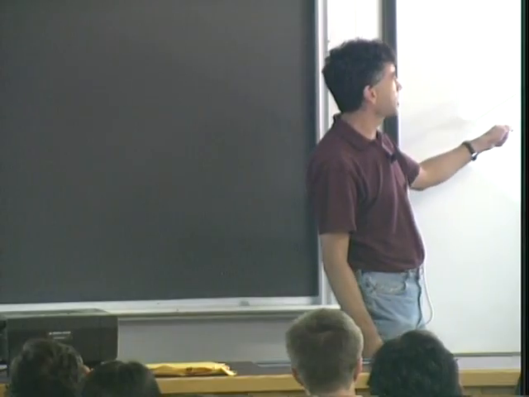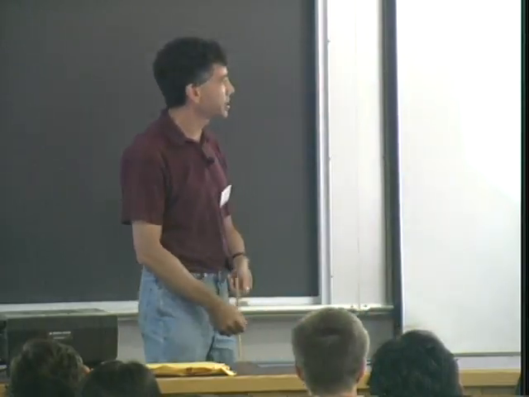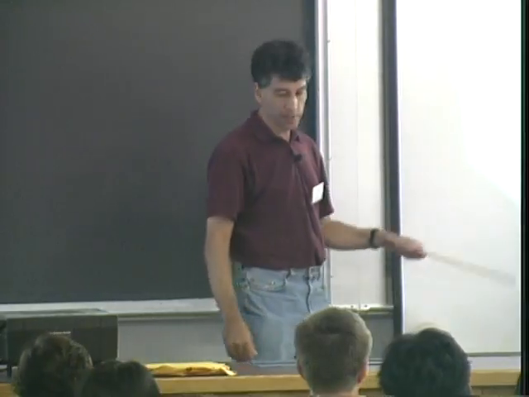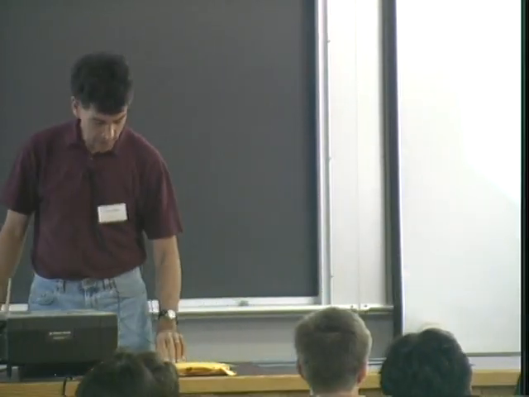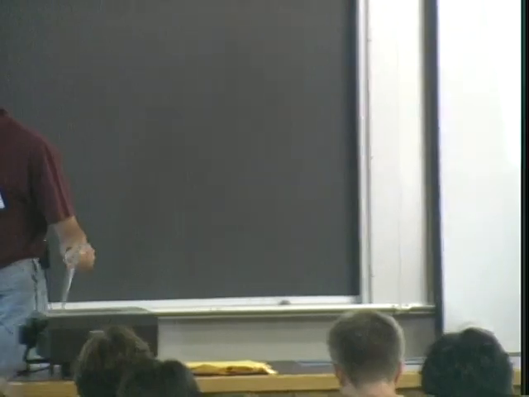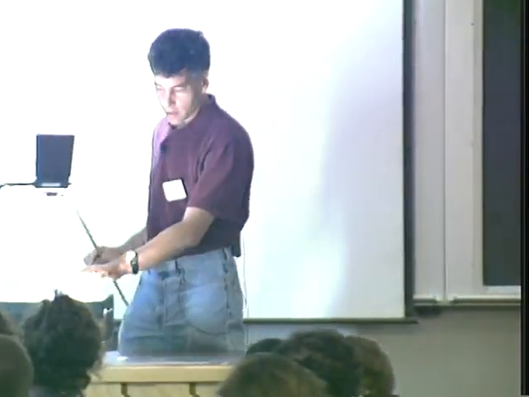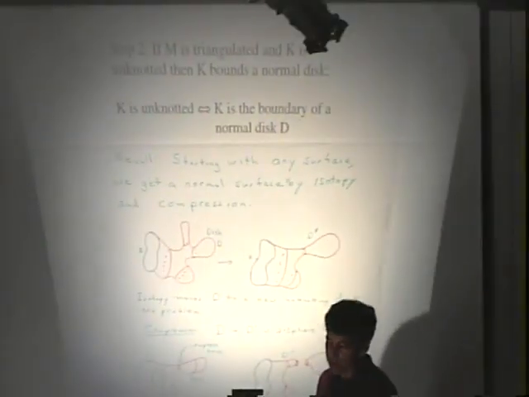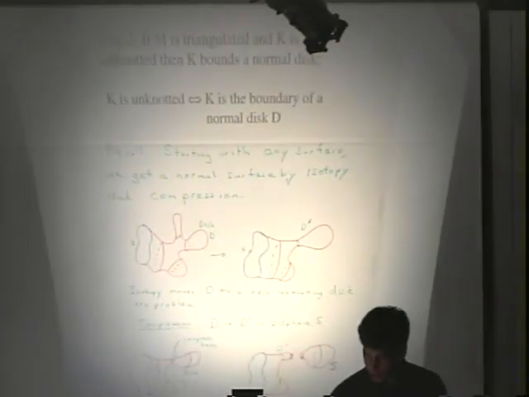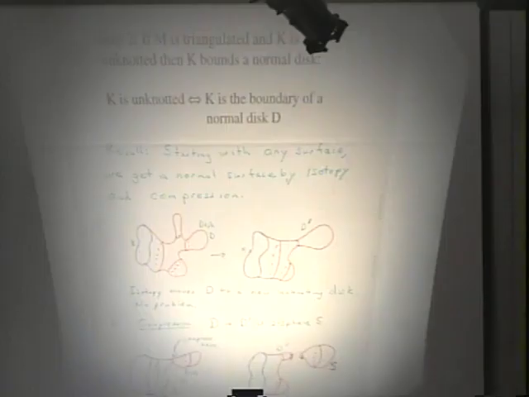So any unknot has a spanning disk. It's not so obvious sometimes what it is because they wind around and over and back. They're quite hard to see once the curve gets complicated. But that's the point of view to take. Look for an unknotting disk. Now, if everything's triangulated and K bounds a disk, then it's the boundary for a normal disk. That's step 2. So let's go through that argument quickly.